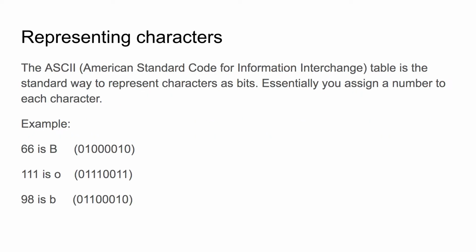And the code we use is called American Standard Code for Information Interchange. And there's a table. I actually have a link to that on Schoology. And 66 is B, so 01000010, capital B. 111 is lowercase o, so 01101111. And lowercase b is 98, so 01100010. So we can represent characters as collections of 8 digits.